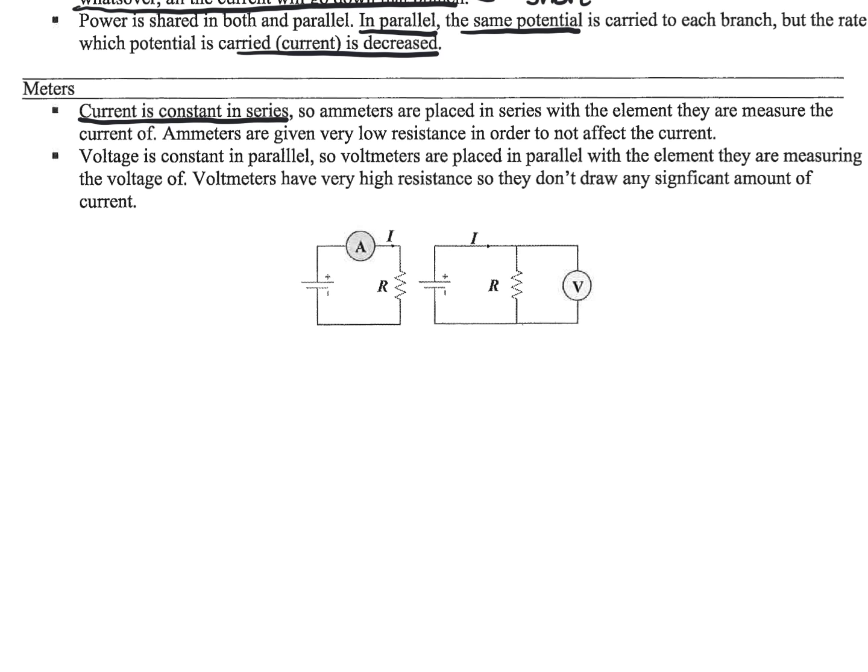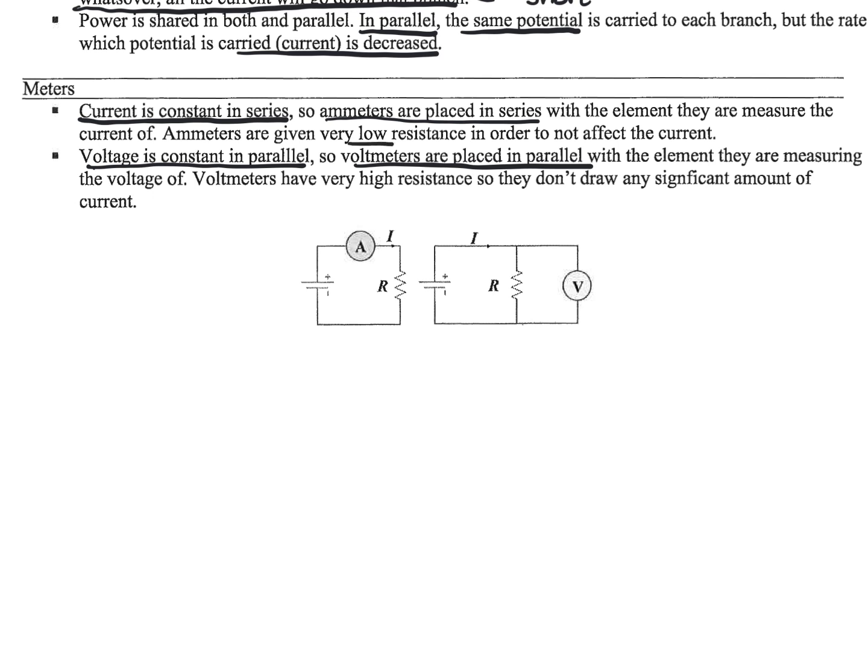So it's in series. However, voltage does change. So we have to measure it across the load, don't we? We know it's reducing, so if we want to know what the voltage is, we have to do it in parallel. In other words, in parallel means it's across the load. Okay? So voltage is constant in parallel, isn't it? So the voltmeter is placed in parallel. Current is constant in series, so the ammeters are placed in series. Voltage is constant in parallel, so voltmeters are placed in parallel.